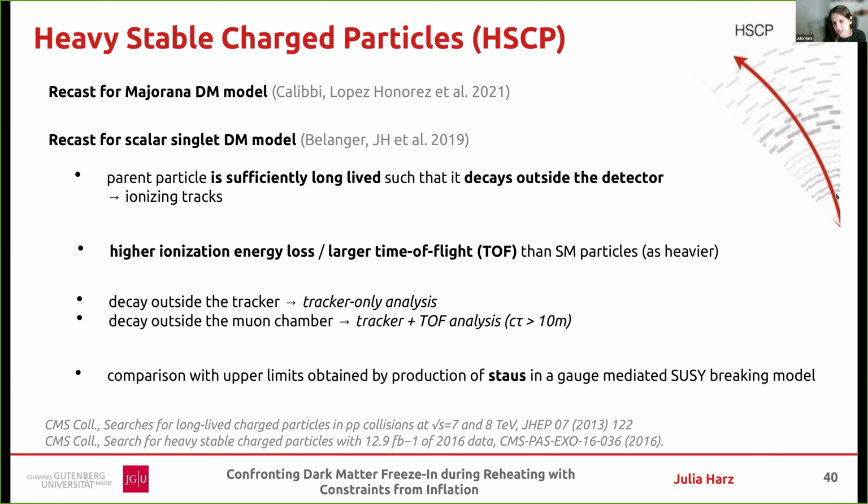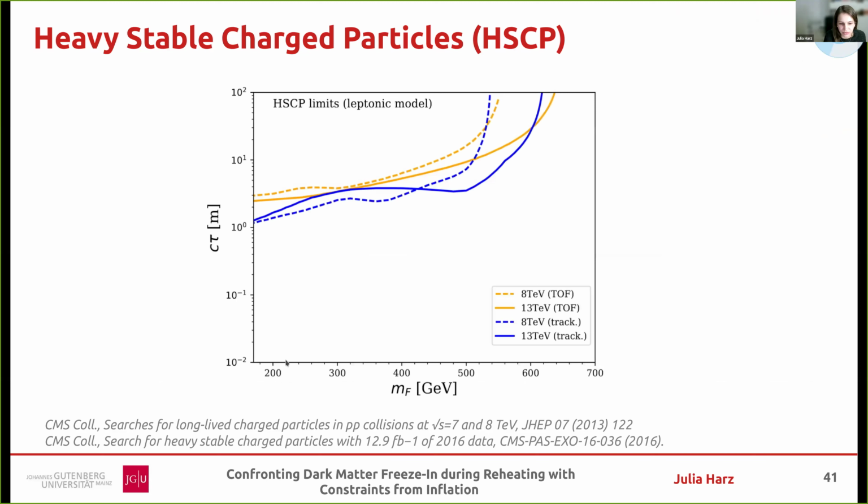For the heavy stable charged particles, as I said, we get long-lived particles. We get an ionization track, and in principle two kinds of searches exist: either the tracker only, or also the time of flight, if the decay is outside the muon chamber even. Here we can compare with a SUSY or gauge-mediated SUSY breaking model, and this is what we did. You have the parent particle mass and the decay length, and the exclusion limits from the heavy stable charged particle searches come from above.